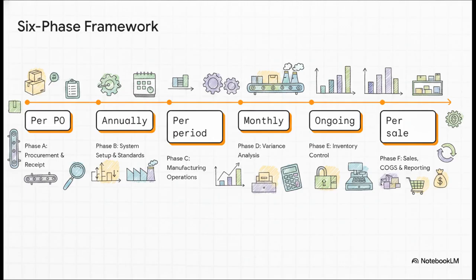Phase E is inventory control and valuation. This one's an ongoing process, and it includes things like your lower of cost or net realizable value, or LCNRV, assessments. Finally, Phase F, sales and cost of goods sold, and that's triggered by every single sale. So from one single purchase order all the way to the final sale, that is your life cycle.